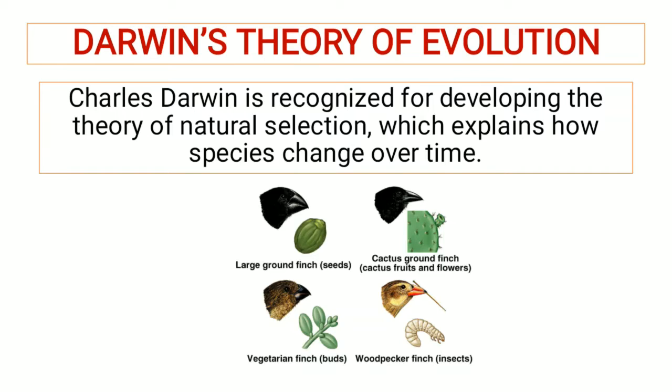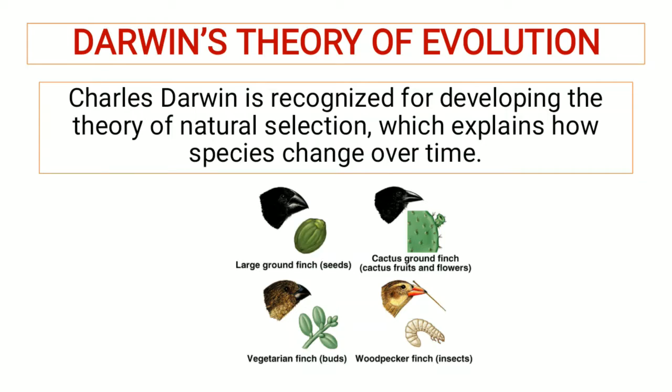The first one, the large ground finch, feeds upon seeds, and the bill characteristics of this species indicate that it has a wide and stronger bill that can be used to crack the seeds. Next is the cactus ground finch. It feeds upon the fruits and flowers, and it has a pointed bill that helps it to reach the flowers and fruits of cactus through the thorns that are present on the leaves of cactus.